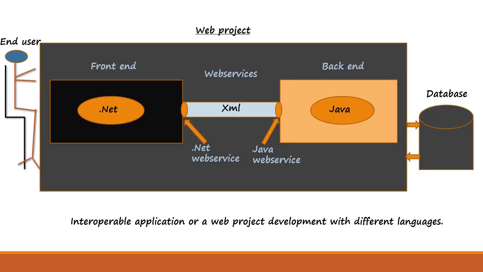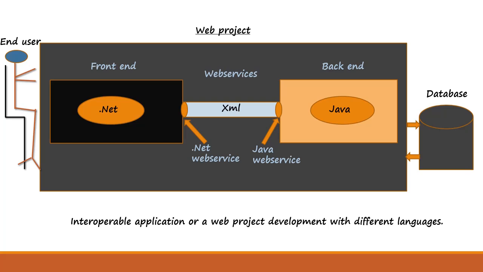This is a web project that is an interoperable application with different languages. For example, the end user is using a front-end technology with .NET and in the backend we have Java technology. So I want to have communication between this .NET and Java programs. How? It is possible through XML and web services.